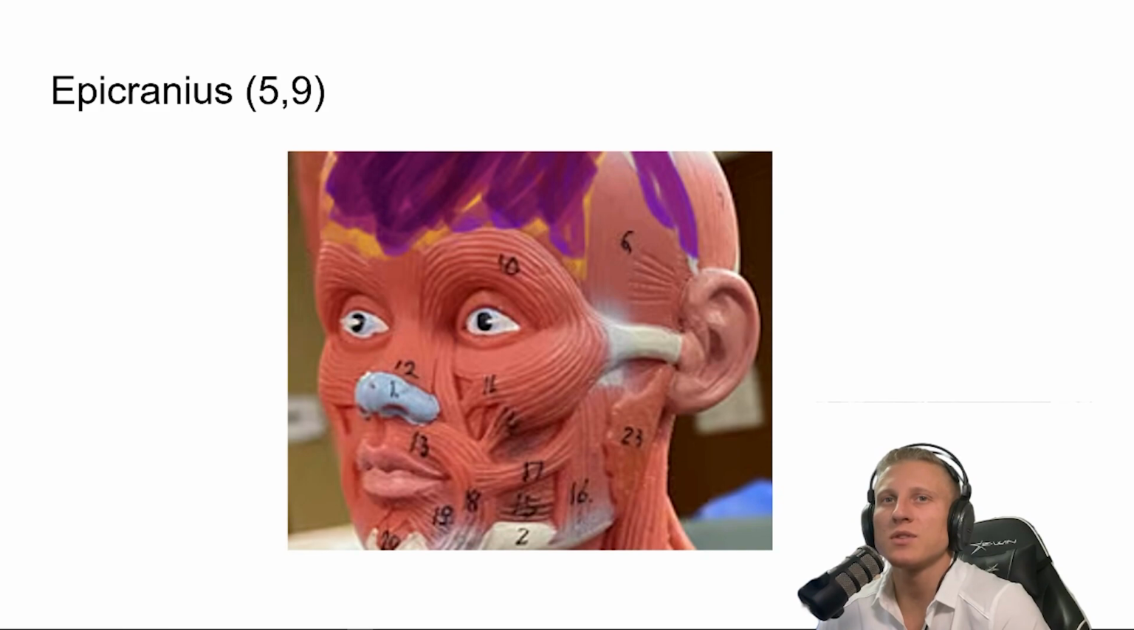All right, so we have the epicranius. I'm just going to use the pointer because everything's going to be already highlighted. We have the epicranius right here. Again, we also have a posterior portion of this muscle, but we're just focusing. That's why it says two numbers, so there's like 5 and then 9 would be on the back side. Cool.